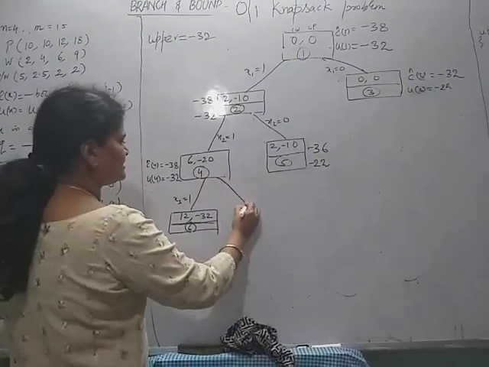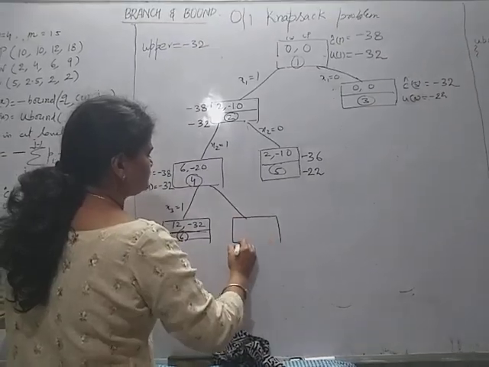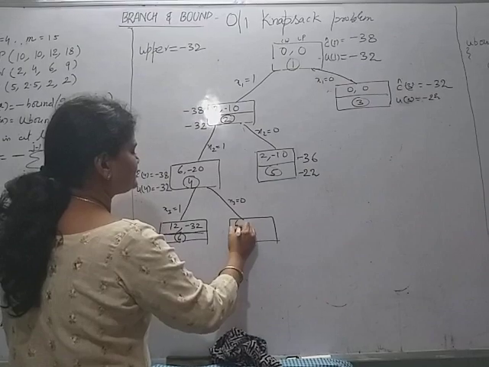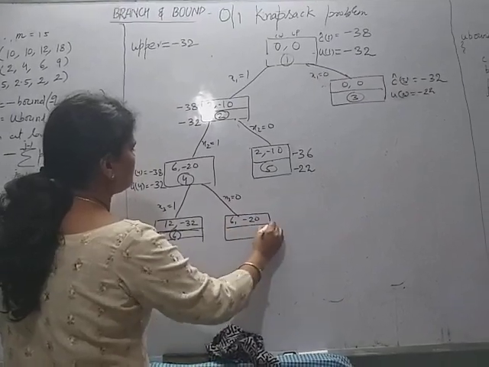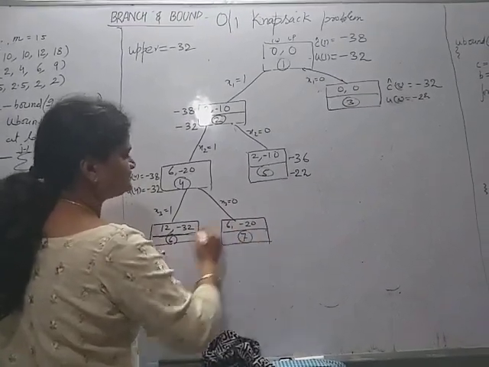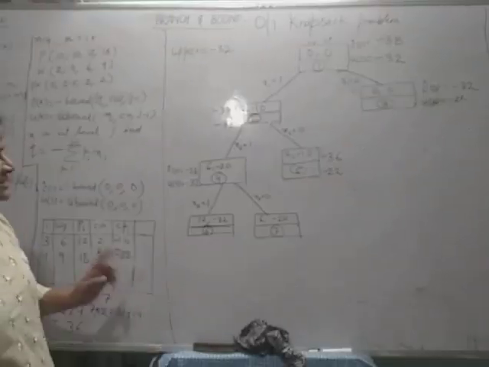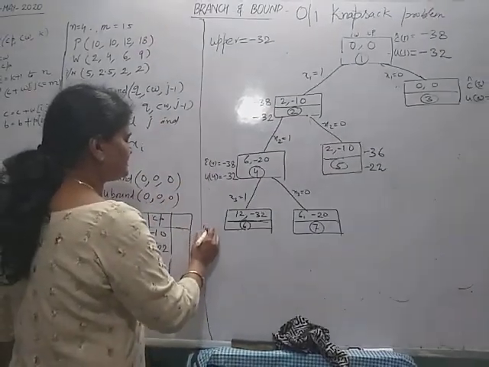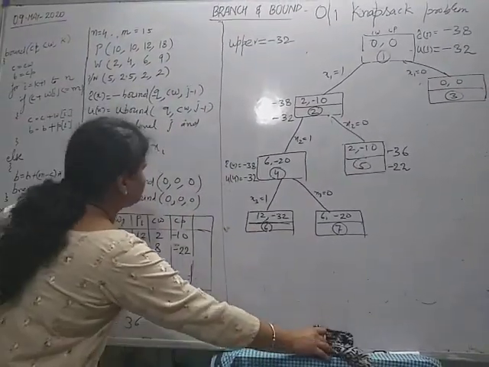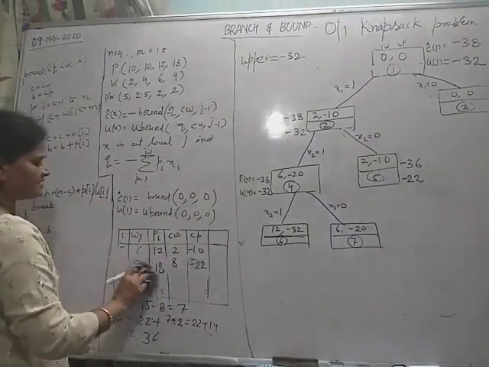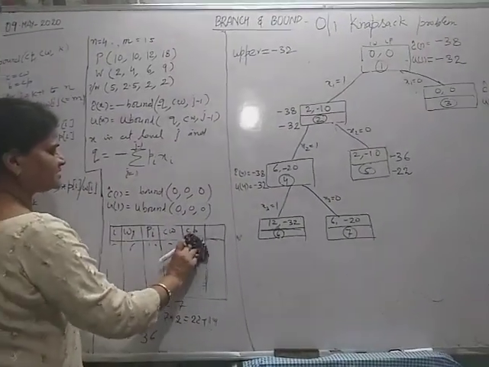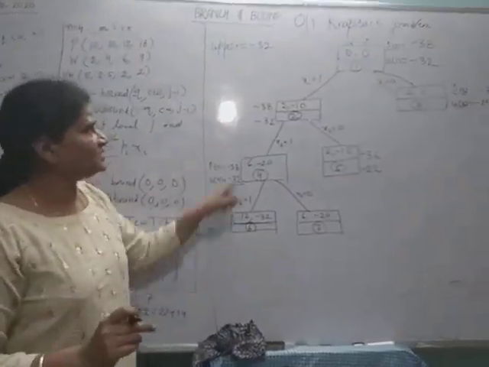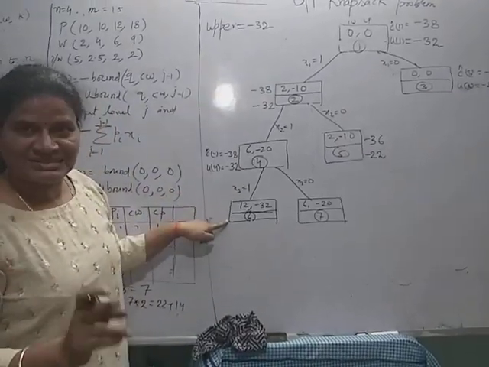The next child is x3 equal to 0. So 6, minus 20 and 7. Here we compute the upper bound U6. So what is U6? Again, before computation check the level number of the node: 1, 2, 3, 4. This is at level 4.